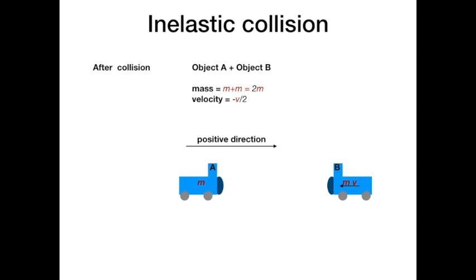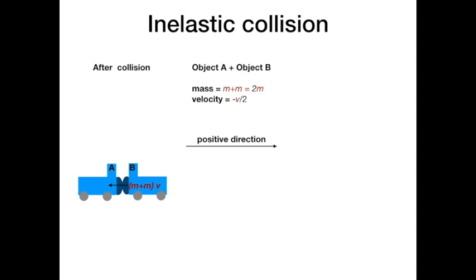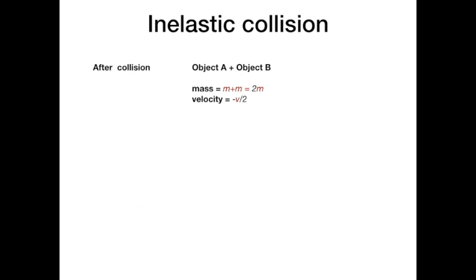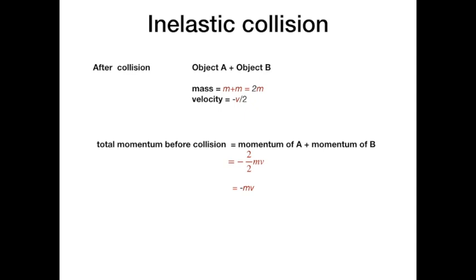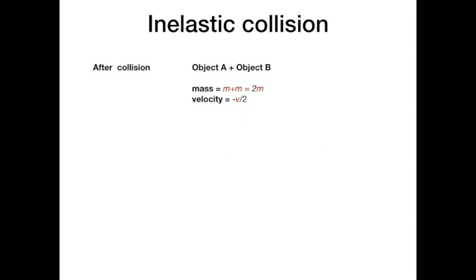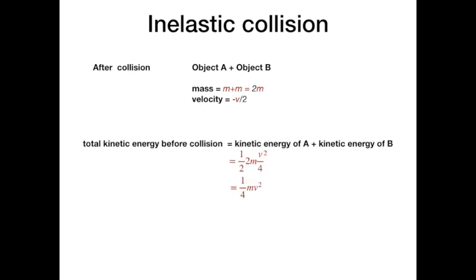After the collision, the two objects stick together, so the mass becomes double, and the velocity of the combined object will be half of the initial velocity. The momentum of the object is minus mv. The kinetic energy of the combined object will be 1 by 4 mv square for the small distance before it comes to a halt. If the objects come to a halt immediately after the collision, then kinetic energy is 0.